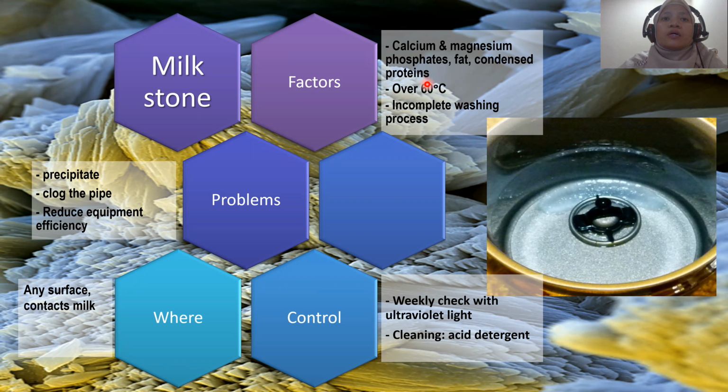The milkstone will remain in the processing line if the washing process is incomplete. Milkstone can cause the same problems as other inorganic scale, and it can form at any surface that contacts milk. Thus, it is important to check the equipment weekly to ensure the cleaning chemicals and procedures are sufficient. A common practice in the dairy industry is using ultraviolet light to detect the presence of milkstone. For cleaning, acid detergent is used to remove the milkstone.